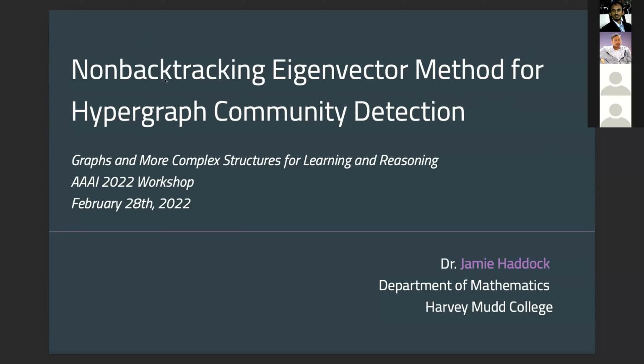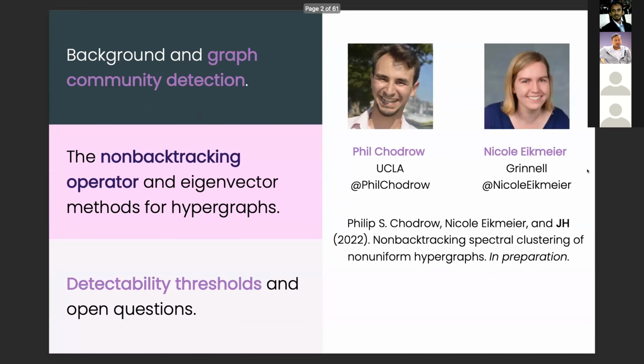Today I'll be talking about non-backtracking eigenvector methods for hypergraph community detection. I'm going to start out with a broad overview of all of the background information we would need to understand each of the words in this title. So don't worry if that title sounds a little dense.